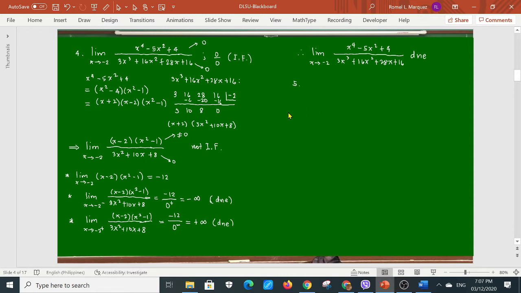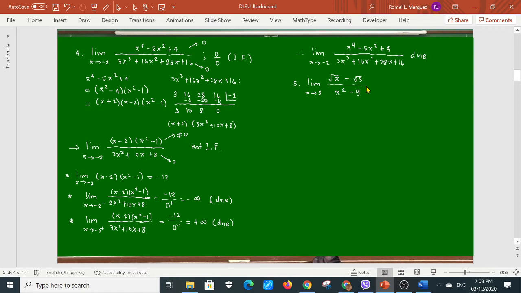So what if I have something like this? The limit as x approaches, let's say, 3 of the square root of x minus the square root of 3, all over x squared minus 9.